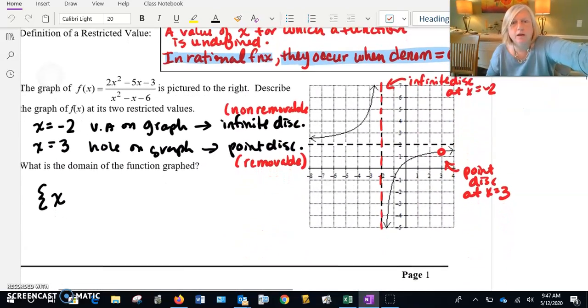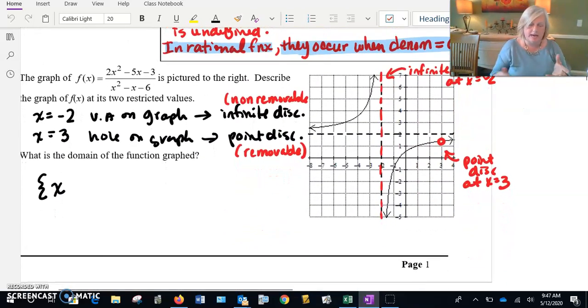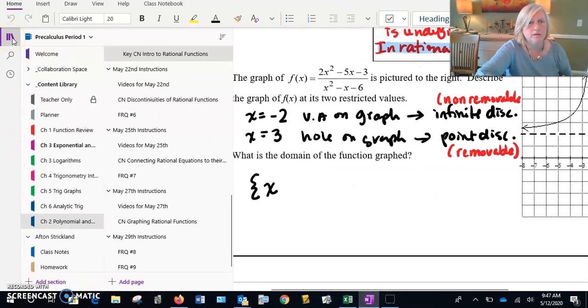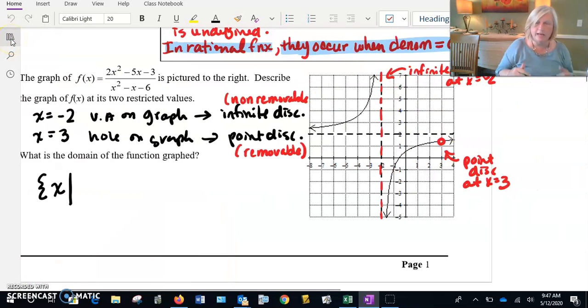The set of all x such that, remember our little line that means such that. We kind of assume in set builder notation that x is a real number unless we state otherwise. So we can simply go x such that x does not equal -2 and 3. So we can add those in as our restrictions that we are going to take out.